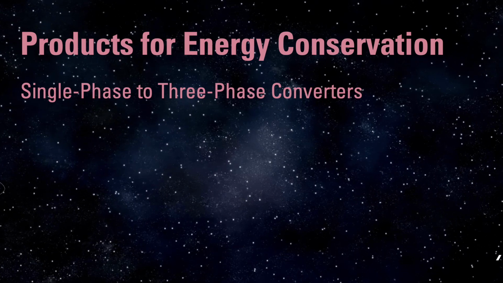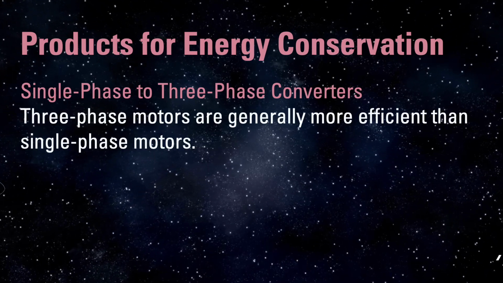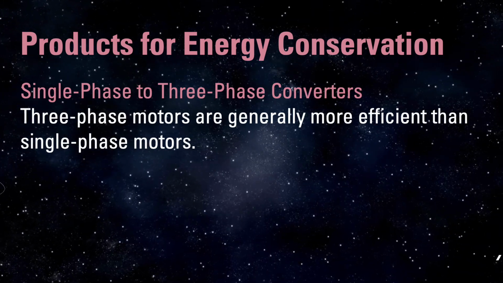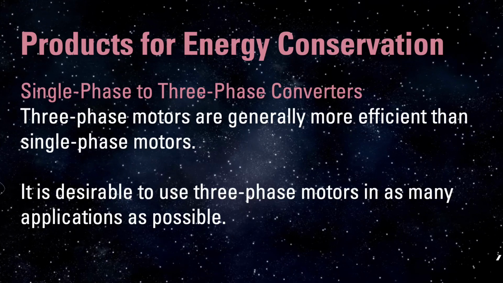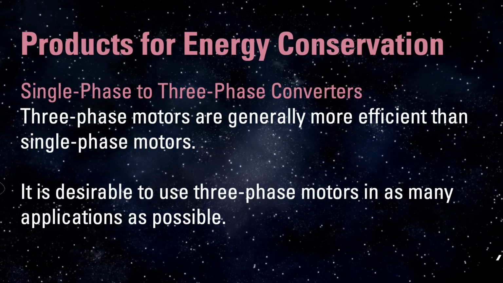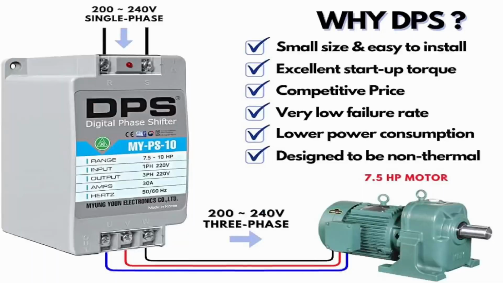Another product for energy conservation is a single-phase to three-phase converter. Three-phase motors are generally more efficient than single-phase motors. It is advisable and desirable to use three-phase motors in as many applications as possible. This is an example of a single-phase to three-phase converter.